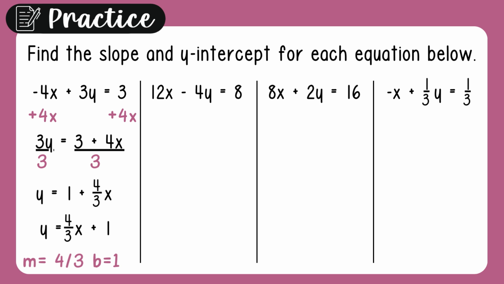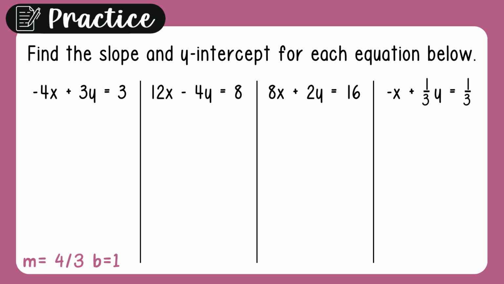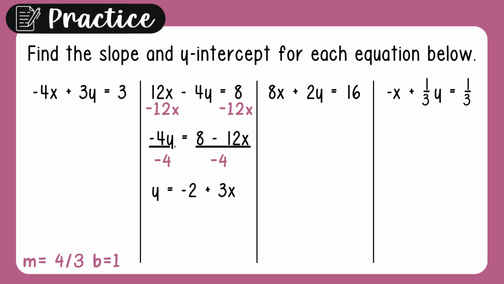Now let's do the next example. So we'll start by subtracting 12x from both sides. That will give us negative 4y is equal to 8 minus 12x. And then we'll divide everything by negative 4, giving us y is equal to negative 2 plus 3x. So we'll switch the order, and now we can see that the slope is 3 and the y-intercept is negative 2.